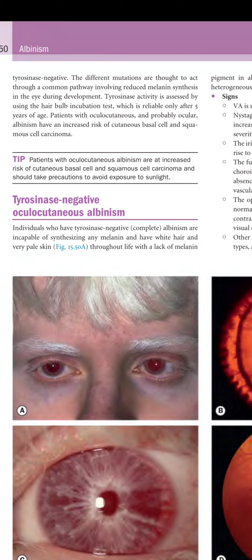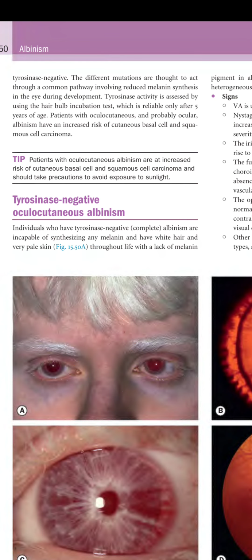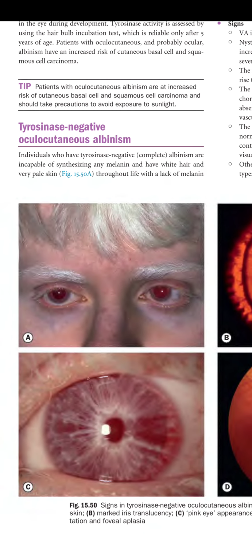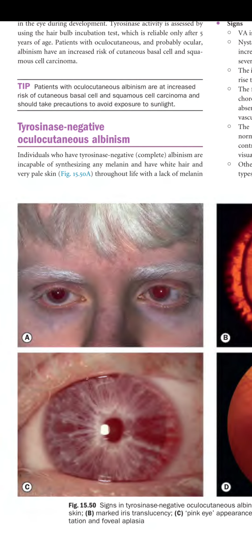Patients with oculocutaneous and probably ocular albinism have an increased risk of cutaneous basal cell and squamous cell carcinoma. So, carcinomas are more common in cases of albinism, and there can be tyrosinase positive albinism and tyrosinase negative. Patients with oculocutaneous albinism should take precautions to avoid exposure to sunlight.